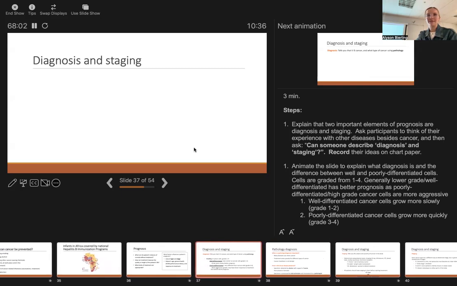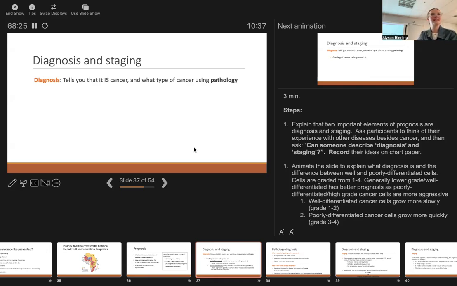All right, so the first factors that we consider when we're thinking about prognosis are diagnosis and staging. The diagnosis tells us that the patient has cancer and what type of cancer the patient has, using pathology.